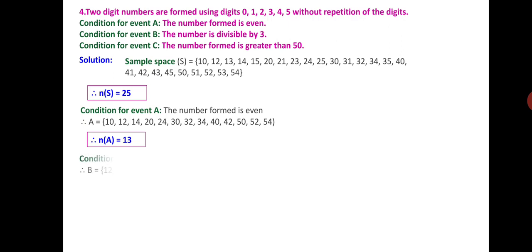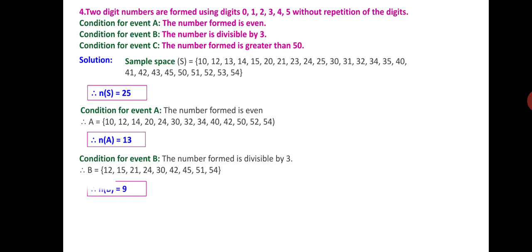Divisible by 3. So we will consider those numbers from the sample space which are divisible by 3. So it will be 12, 15, 21, 24, 30, 42, 45, 51 and 54. These are the numbers from the sample space which are divisible by 3. So we will get n of B is equal to 9.